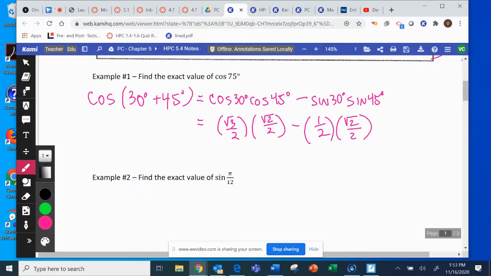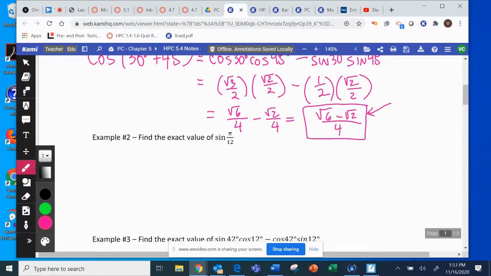Okay, so once I have those replaced, the word cosine and sine, those are gone. I just have their values. Now I can just multiply and subtract. So that's going to give me square root of 6 over 4, subtract square root of 2 over 4, and they already have a common denominator, so square root of 6 minus square root of 2 over 4. Remember, if we have different radicals, we cannot subtract them. They're not like terms. So we have an exact value for the cosine of 75 degrees.